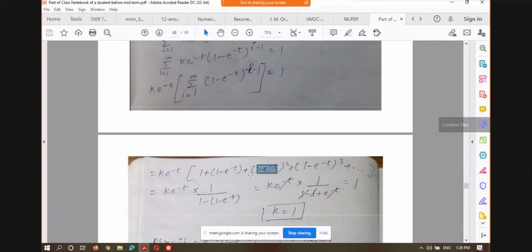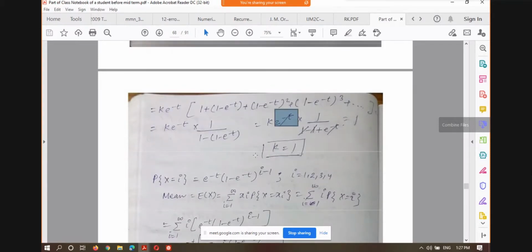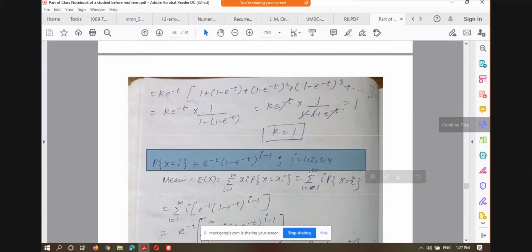And you know that it's a geometric series with common ratio 1 minus e raised to power minus t. So its sum is 1 upon 1 minus this. And then you simplify it, you will get 1 upon k e raised to power minus t, and 1 is cancelled out by minus 1, and this e raised to power minus t will remain here, and that will be cancelled out later by this one. So finally, you are getting k equals 1. Once you have obtained the value of k, you have substituted it in this probability mass function. This is the probability mass function for the random variable x.